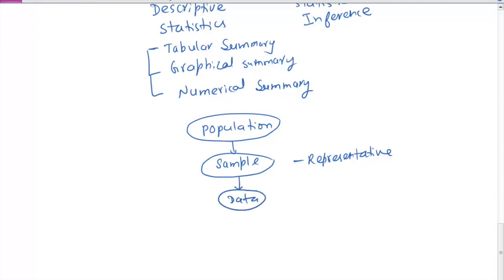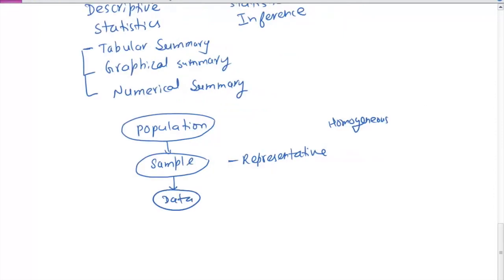Now one more thing I would like to point out is how much sample to take. That depends on the population, whether the population is homogeneous or heterogeneous. So if the population is homogeneous, for example, a small sample is good enough, but for heterogeneous we go for large samples.